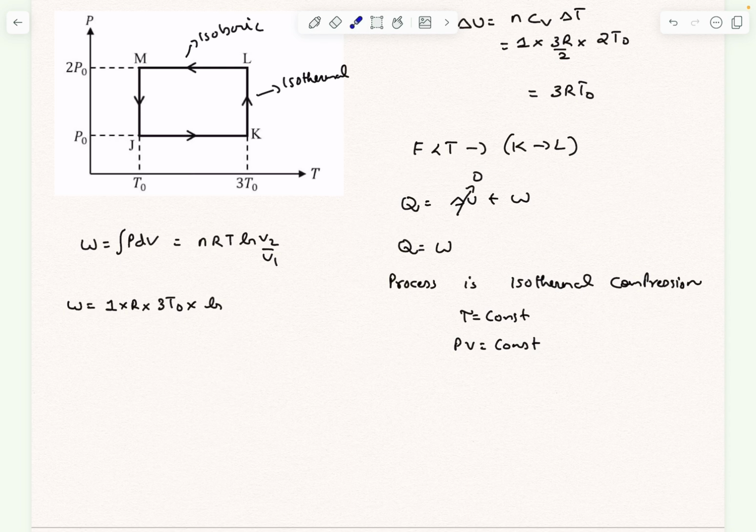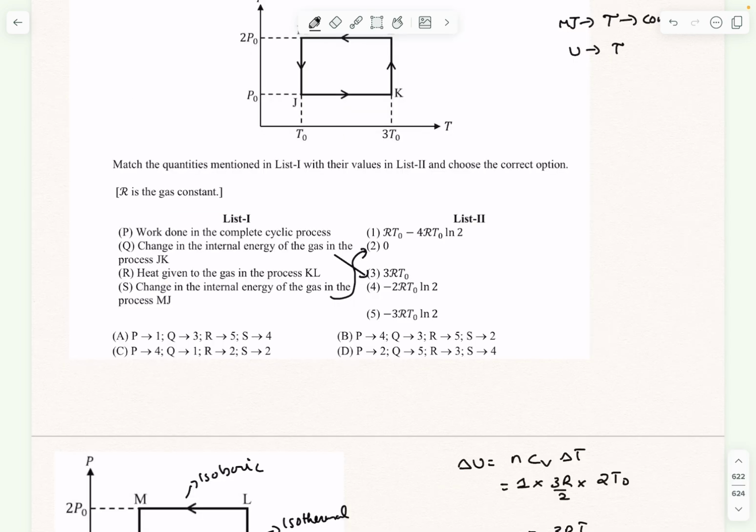Now guys, if you observe, the pressure actually doubled in going from K to L, which means the volume will actually become halved, right? So the final volume is going to be 0.5 times the initial volume. Ln of 0.5 I can write as minus ln 2. So this just becomes minus 3R T naught ln 2. So option R will match with option 5. Now there is only one option left, that is option P.